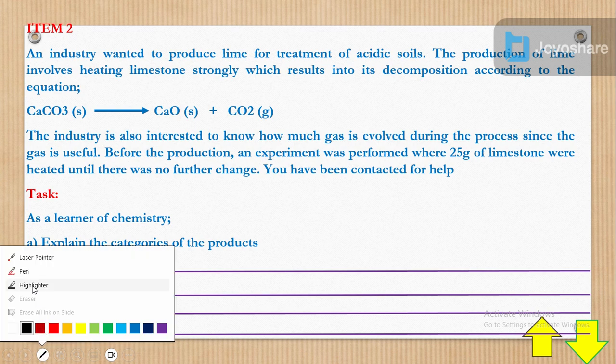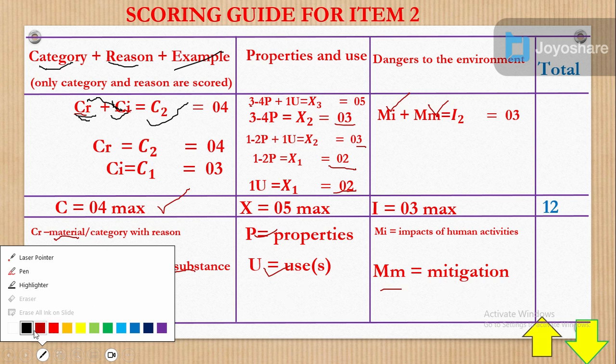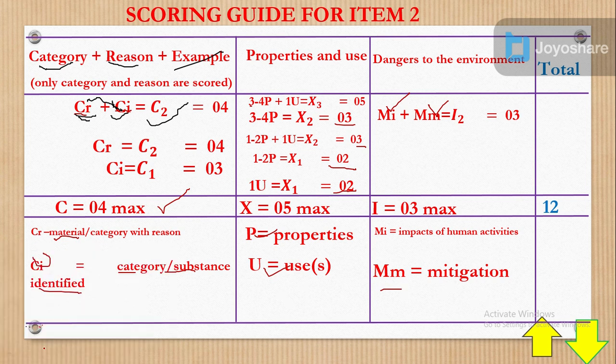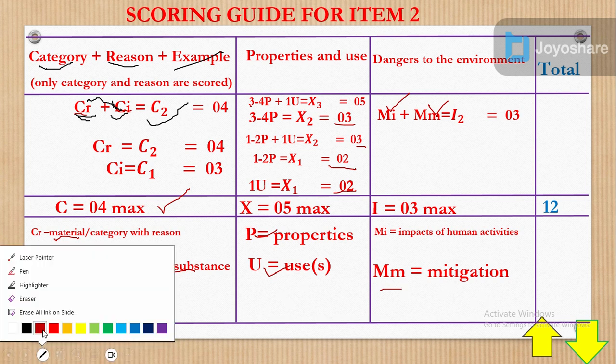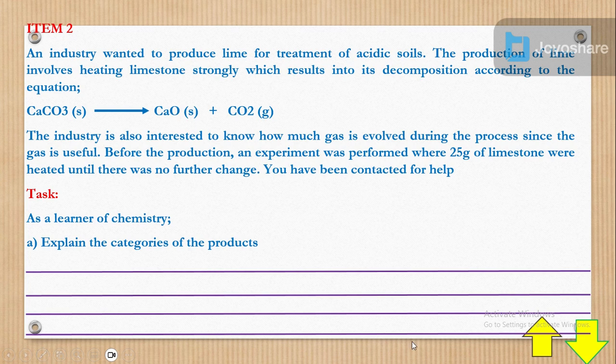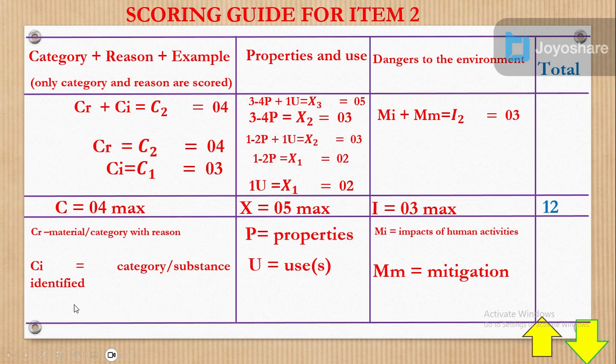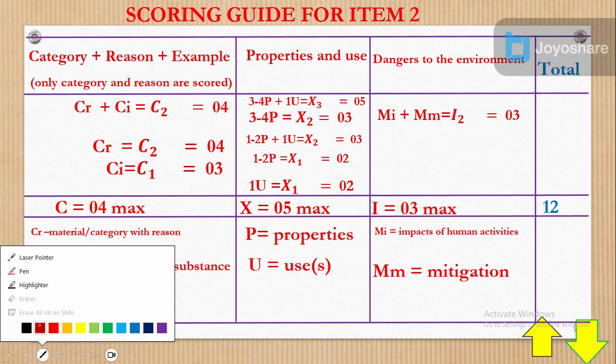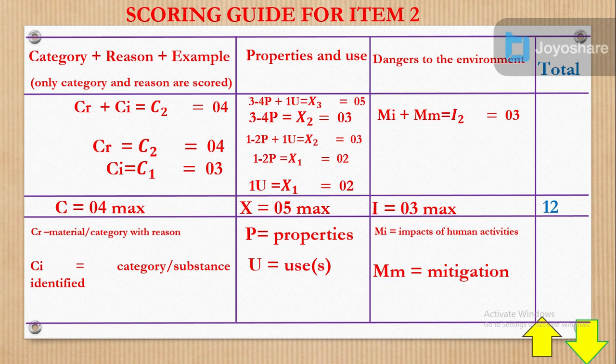Okay, sorry for that. I want to erase this first. Okay, now let's see another color. So we are done with that. The maximum score there is 4. CR means that, CI means that. Let's go to the next part.